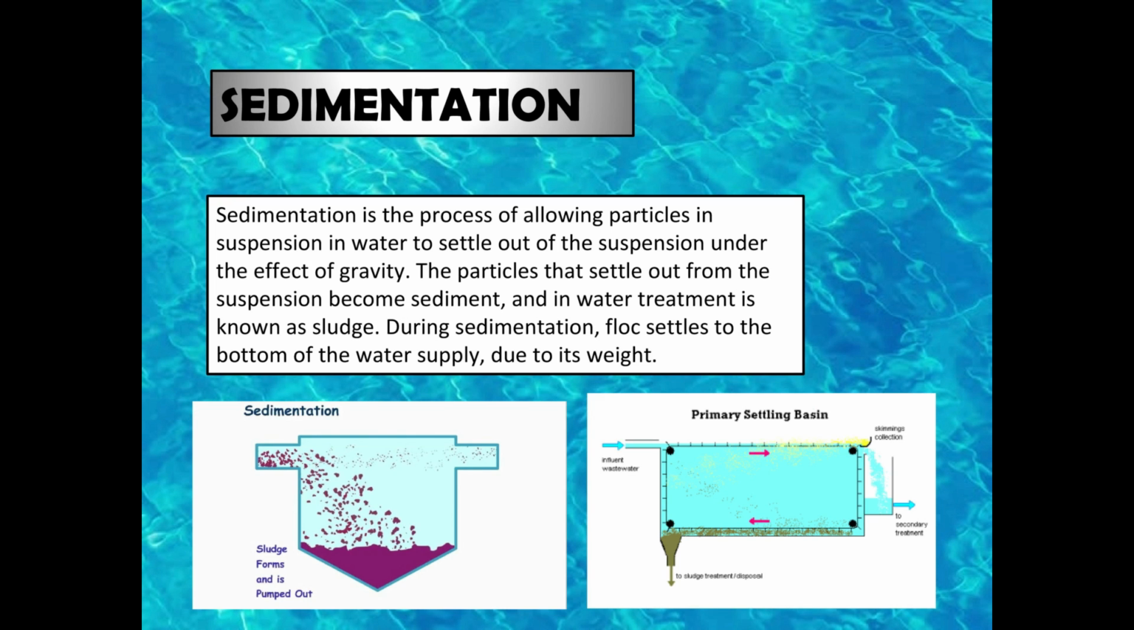Then the sedimentation process. Sedimentation is the process of allowing particles in suspension in water to settle out of the suspension under the effect of gravity. The particles that settle out from the suspension become sediment, and in water treatment it is known as sludge. During sedimentation, flocs settle to the bottom of the water supply due to their weight. Settling basins are ponds constructed for the purpose of removing entrained solids by sedimentation. Clarifiers are tanks built with mechanical means for continuous removal of solids being deposited by sedimentation.